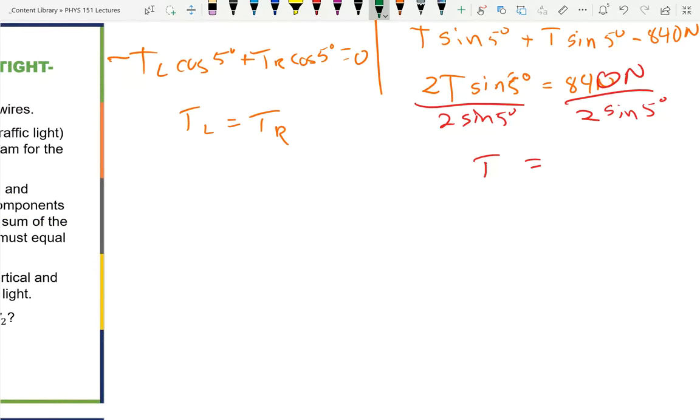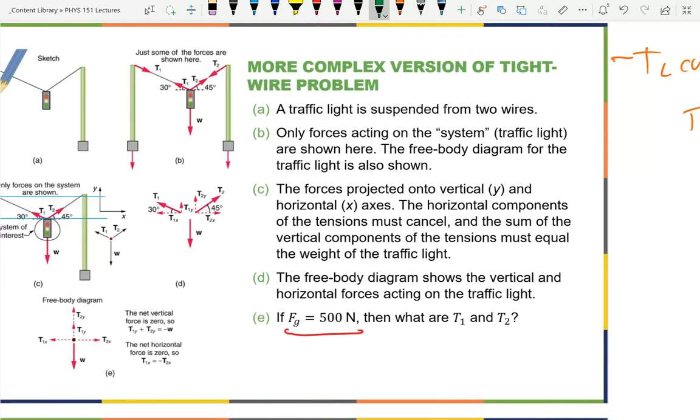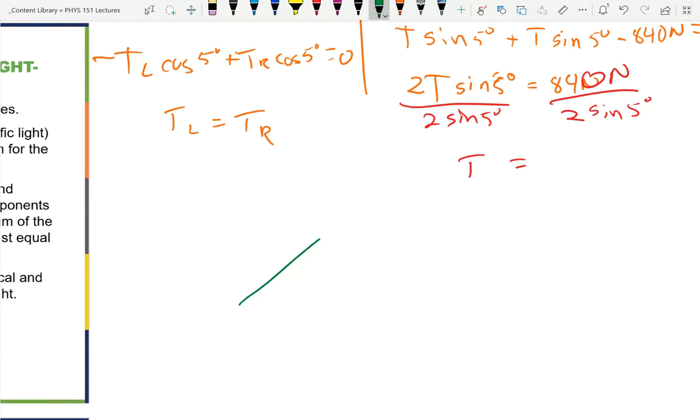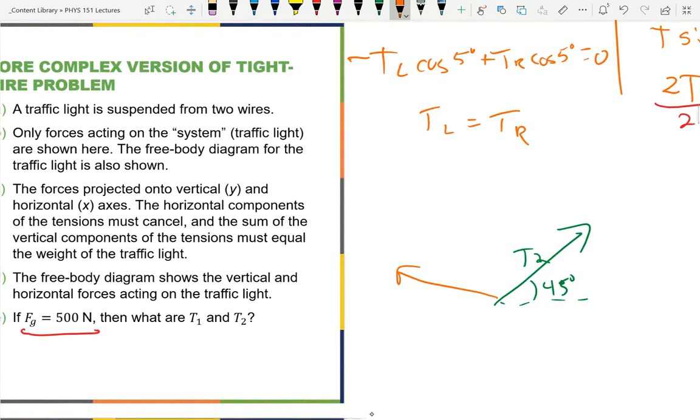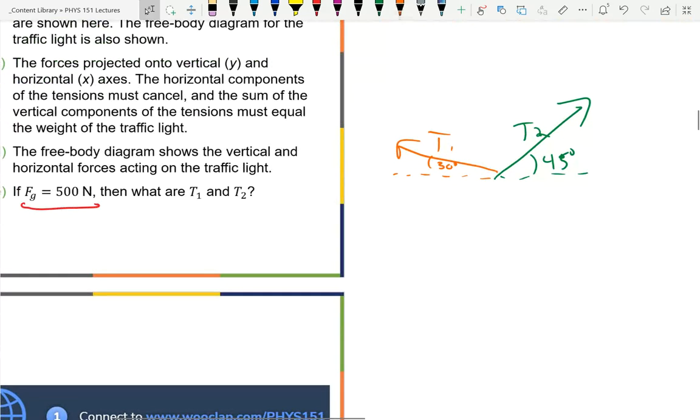So I'm going to draw my free body diagram, and I have to check again and again. Tension 2 at 45 degrees above horizontal. Hopefully that was tension 2, yeah. And tension 1 at 30 degrees above horizontal. And then finally I had force of gravity equals 500 newtons.